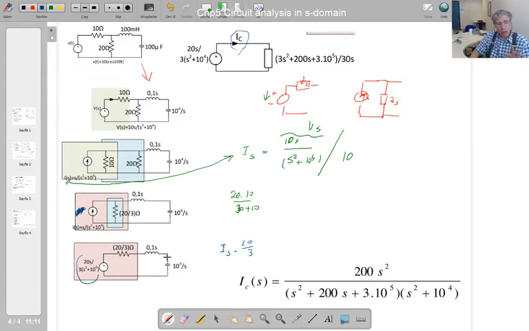So at that stage, what we see here, three elements are connected in serial, isn't it? So the summation of those is 20 over 3 plus 0.1 s plus 10 to the power 4 over s. That is this resistance. If I divide this voltage by that resistance, that voltage is 20s over 3 times (s squared plus 10 to the power 4). That gives me that current.